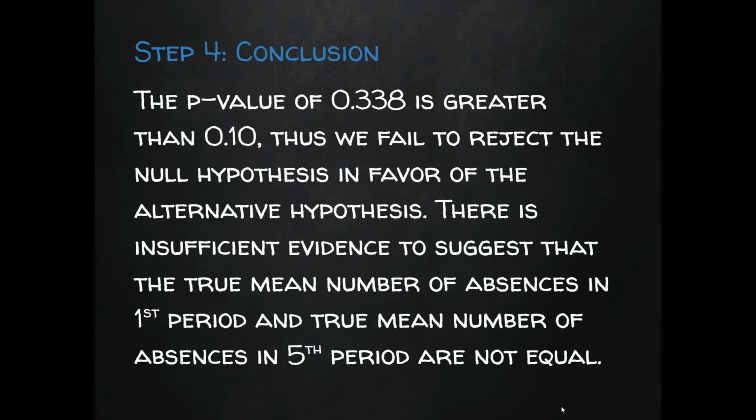Now, to round out our problem, let's go ahead and write our conclusion. The p-value of 0.338 is greater than 10%. Thus, we fail to reject the null hypothesis in favor of the alternative hypothesis. There is insufficient evidence to suggest that the true mean number of absences in first period and the true mean number of absences in fifth period are not equal.